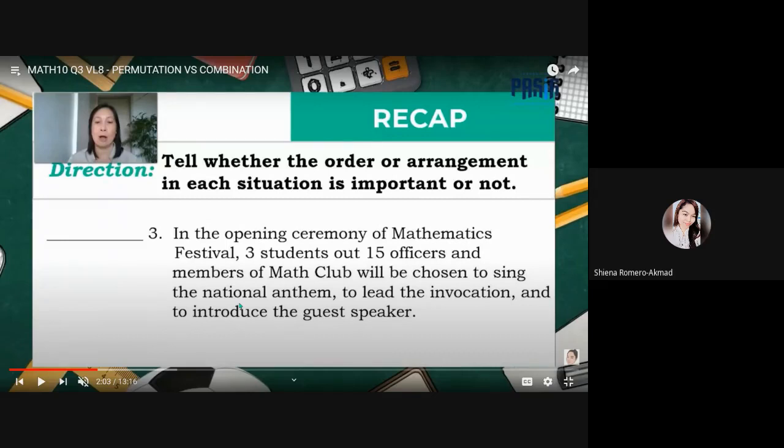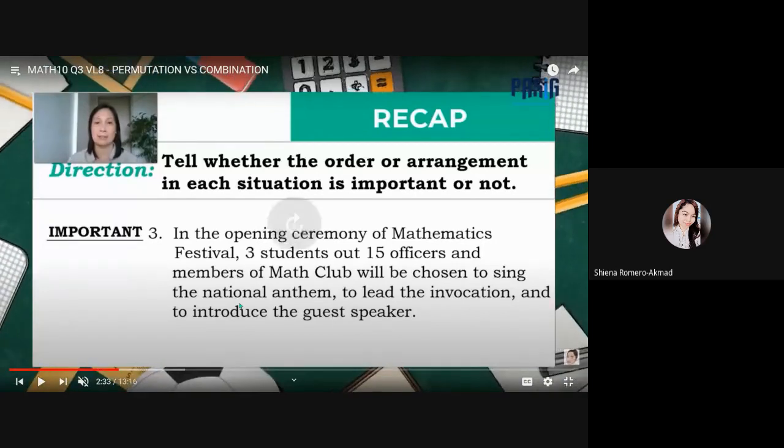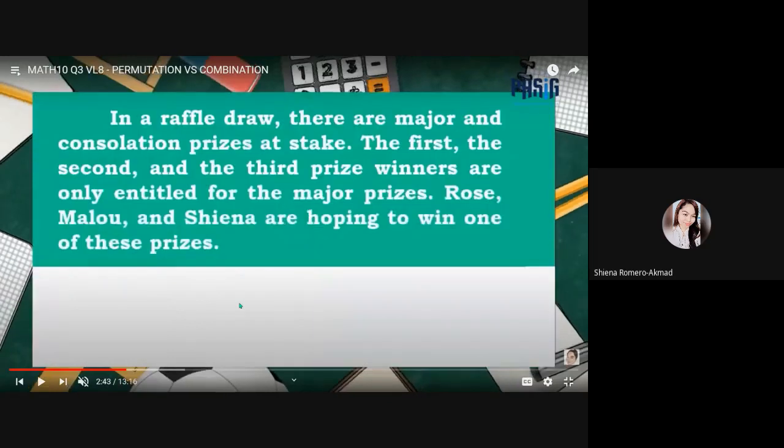It would be different. Why? Because they hold a certain position: this person is for this, and the other person is for this. Okay? As long as they hold a certain position like this, given in the situation, arrangement or order is important. Okay? Wala na palang number 4, 3 lang. So let us proceed to the lesson.